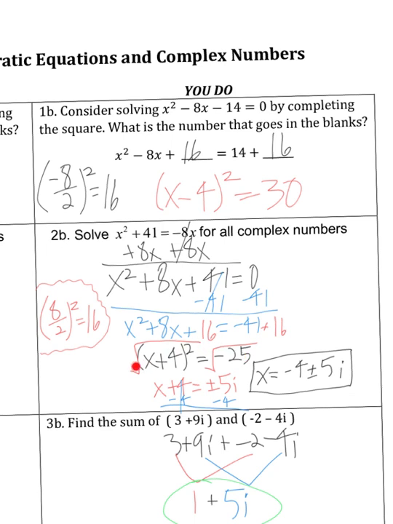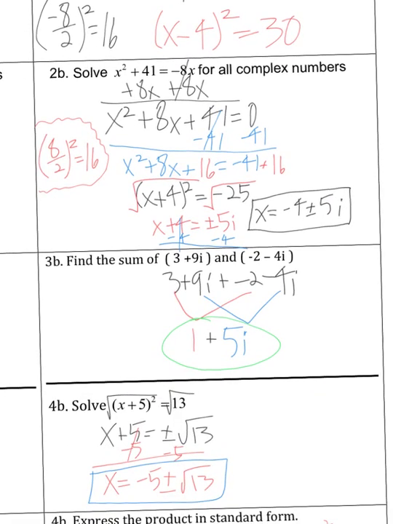The next step would be to square root both sides. The square root of negative 25 is plus or minus 5i. The square root of x plus 4 squared is x plus 4. So I just had to minus 4 to each side. And I got x equals negative 4 plus or minus 5i.